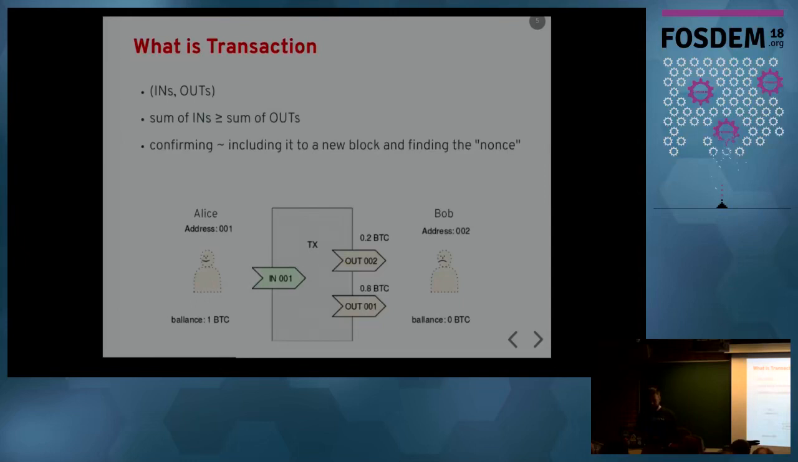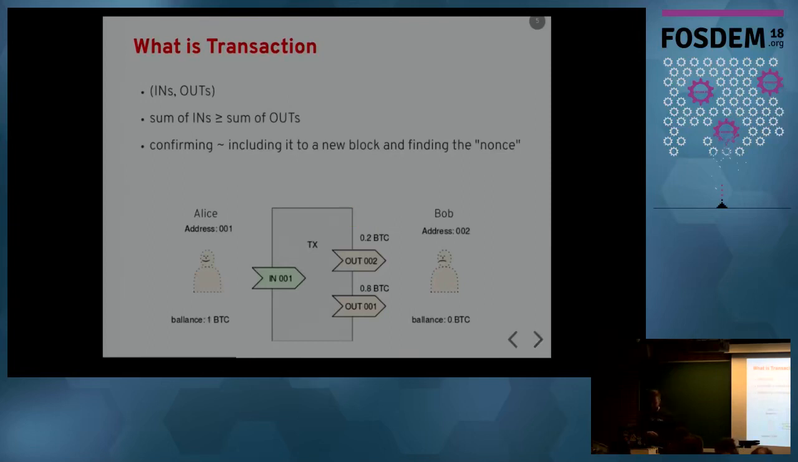And so yeah, there is a simple rule that the sum of all the inputs has to be equal or higher than the sum of the outputs. If we subtract the sum of the outputs from the sum of the inputs, the difference is the fee of the transaction. And as I mentioned, confirming is finding the nonce for the block.